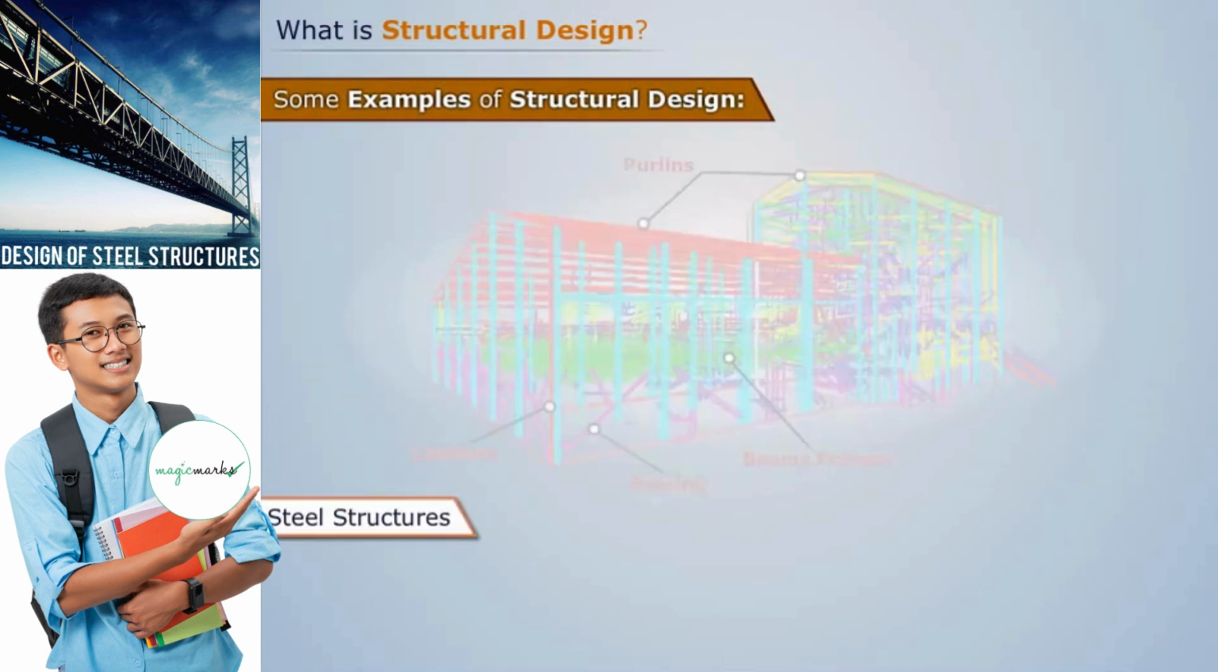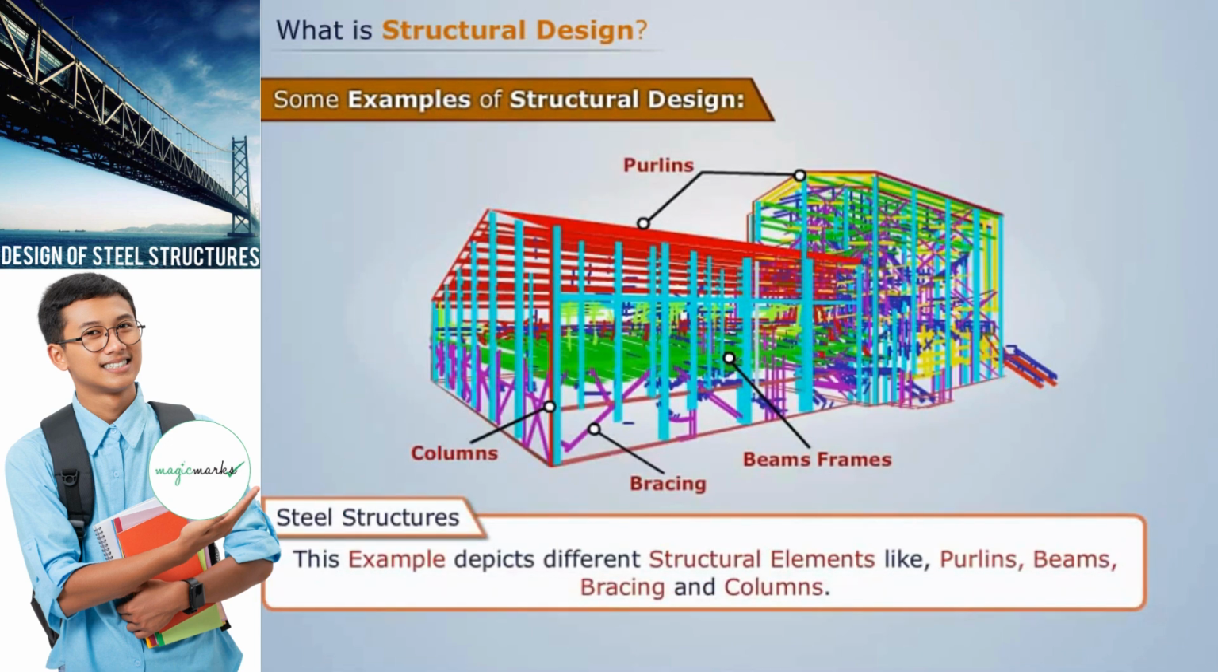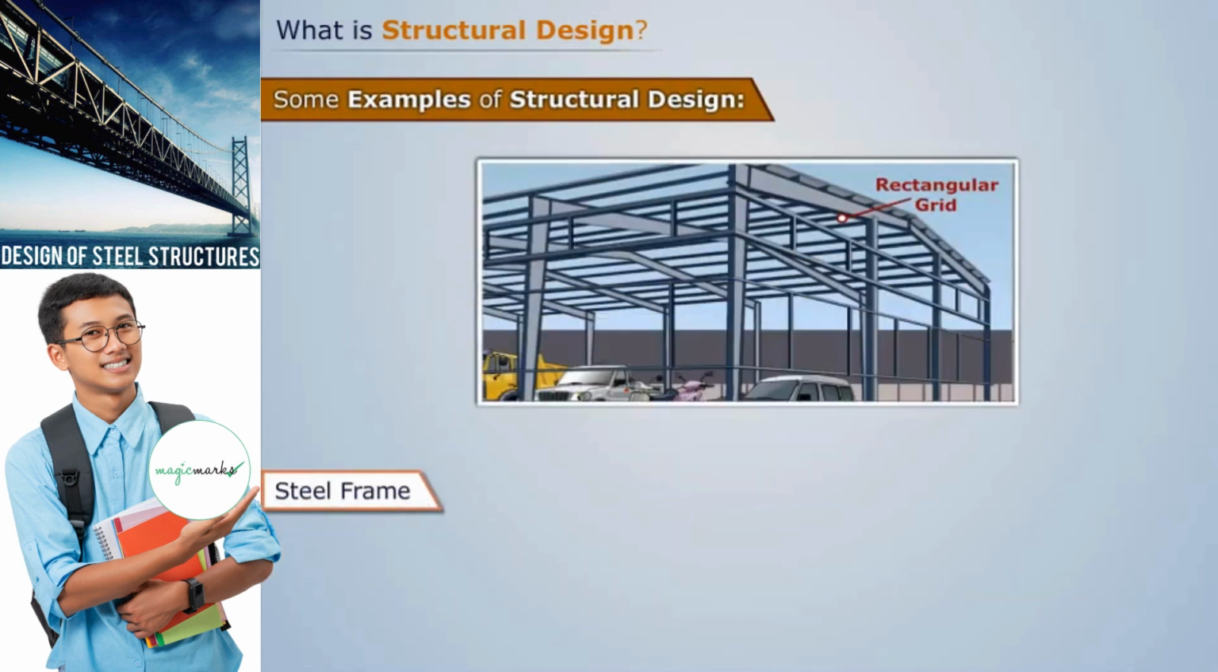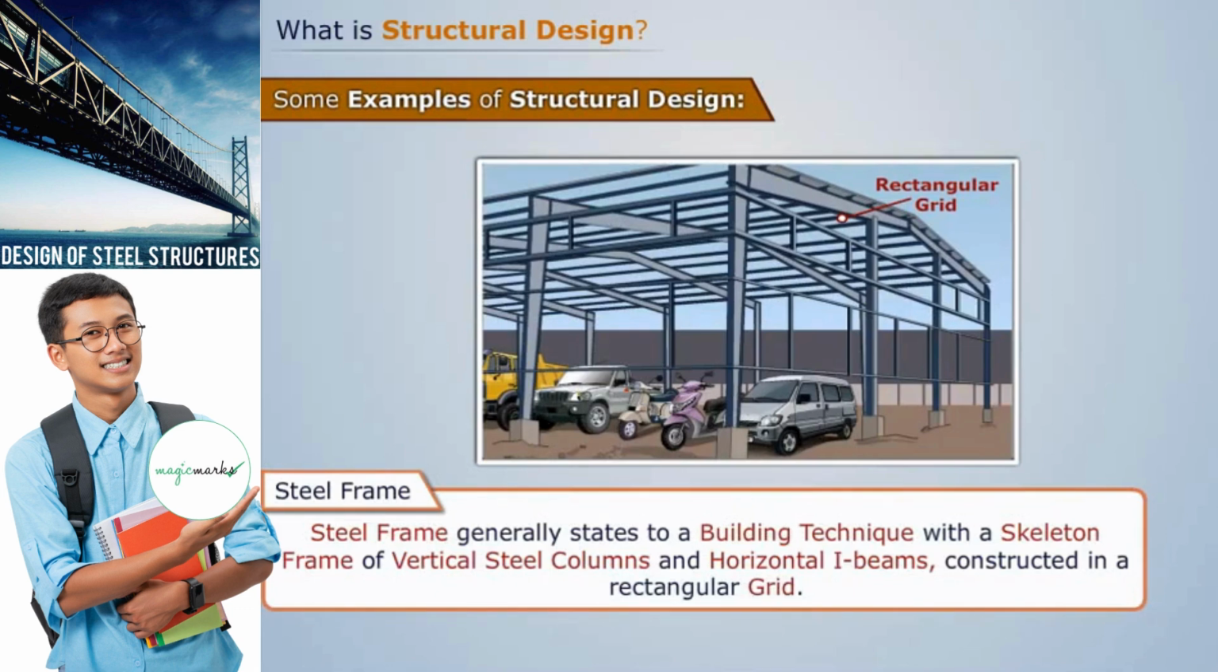They are steel structures. Now this example depicts different structural elements like purlins, beams, bracing and columns. Frames. Steel frame generally refers to a building technique with a skeleton frame of vertical steel columns and horizontal I-beams constructed in a rectangular grid.